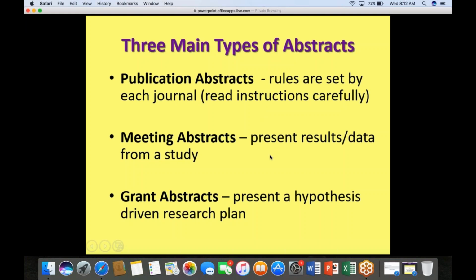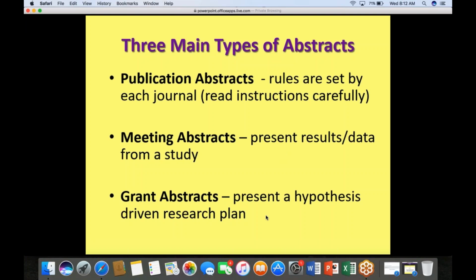Meeting abstracts, so this is where you're going to be presenting results from a study, but a lot of times these results are preliminary results. And sometimes you even have to hedge a little in what you say, because this may be 6 months before you're going to be at the meeting. You know you're going to have all the data by then, but how much can you say and how much should you not say? And then grant abstracts that really need to present what your hypothesis-driven research plan is.